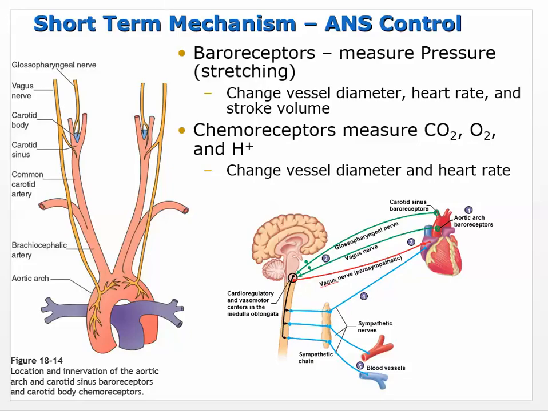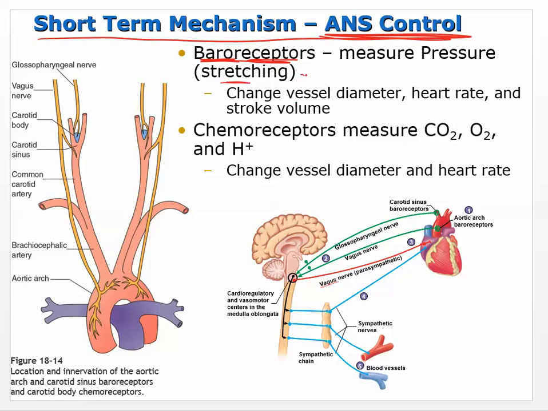So let's narrow this down and be a little bit more specific. That's probably more helpful. So, short-term mechanism: autonomic nervous system control. What do we really need to know about that? We need to know that there are baroreceptors. Baro, like a barometer. A barometer measures air pressure. That's a weather thing. So it's measuring pressure. A baroreceptor in your body is going to measure blood pressure, and it does that by measuring how much it's stretched.